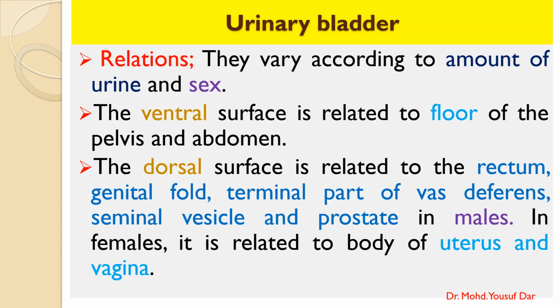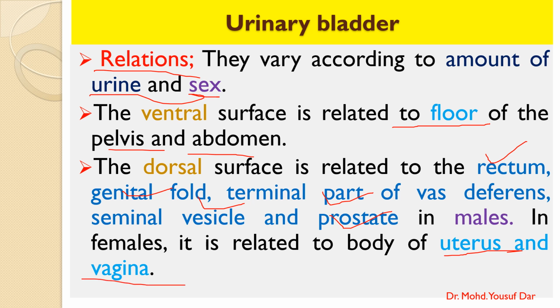Now coming to the relation of the urinary bladder. The relation varies, it depends upon the amount of the urine and it depends upon the sex. The ventral surface of the urinary bladder is related to the floor of the pelvis as well as the abdomen, while the dorsal surface, in case of the males, is related with the rectum, genital fold, terminal part of vas deferens, seminal vesicles, prostate. And in case of the female, the dorsal surface is related with the uterus, body of uterus and vagina.